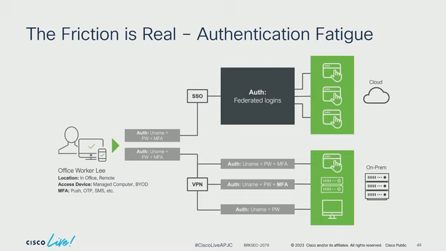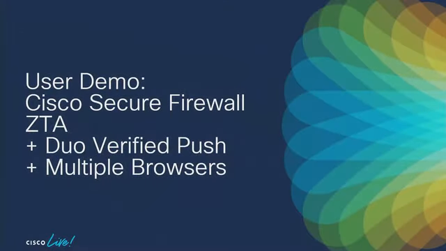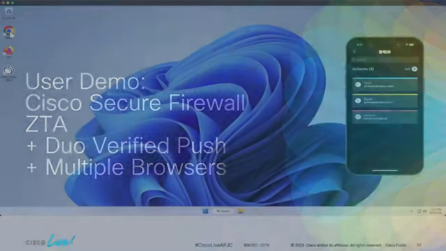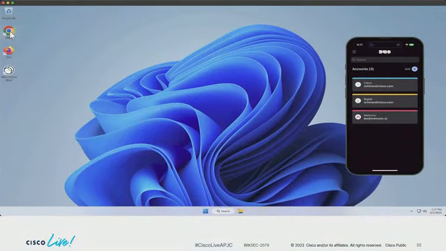This is resulting in authentication fatigue. And that is why users are accepting push blindly, because it's human nature, it's normal, it's habitual now for you. So how can we actually do this process where we simplify the user's access and make it seamless, frictionless, and easier? So you'll see in this demo, we have multiple browsers, and we are going to use the Duo verified push. Okay, so let's see this.